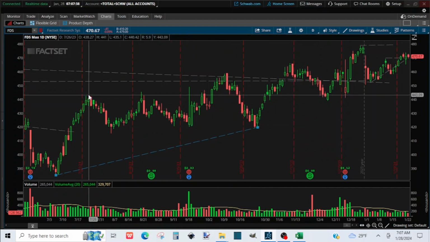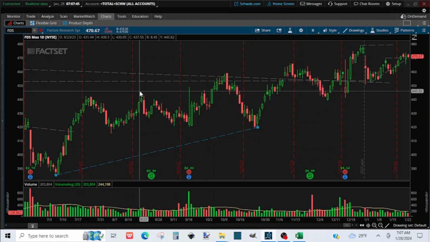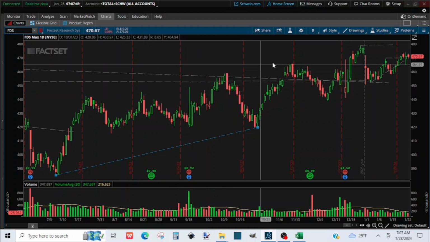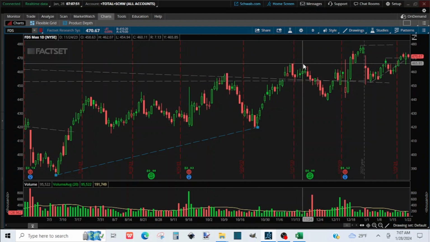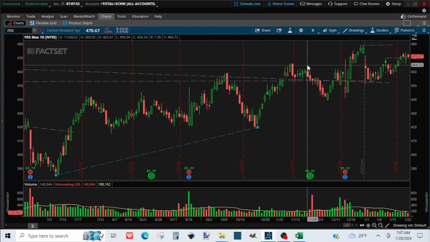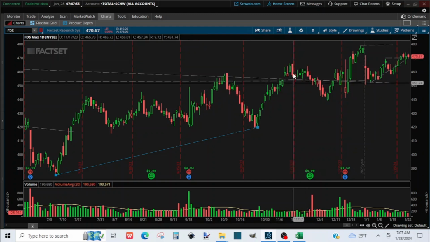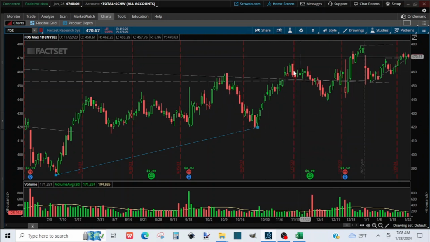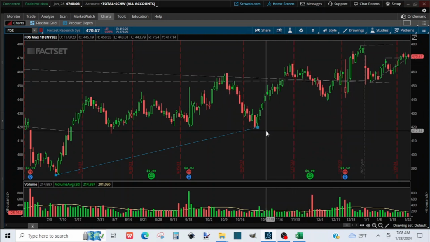Okay, so let's see. We have a high here compared to this. This is higher than this one. This is higher. This is higher. This is higher, but then this is lower. So the trend broke somewhere here. That's why my line is not really connecting well.